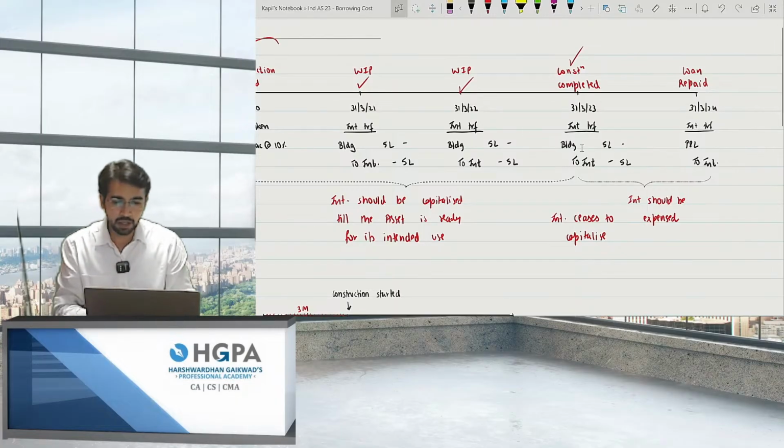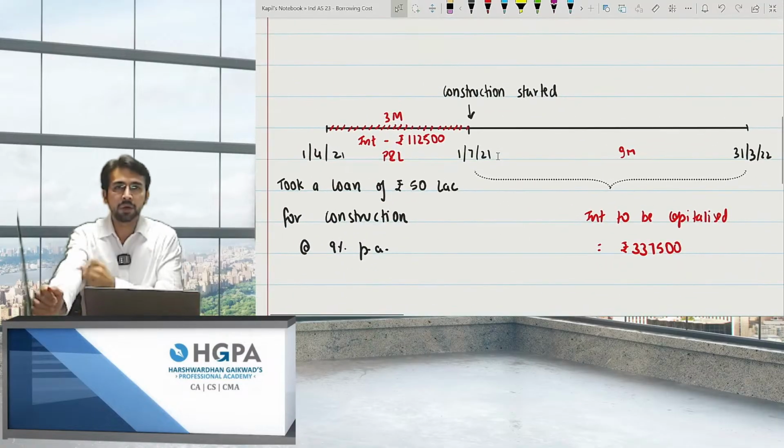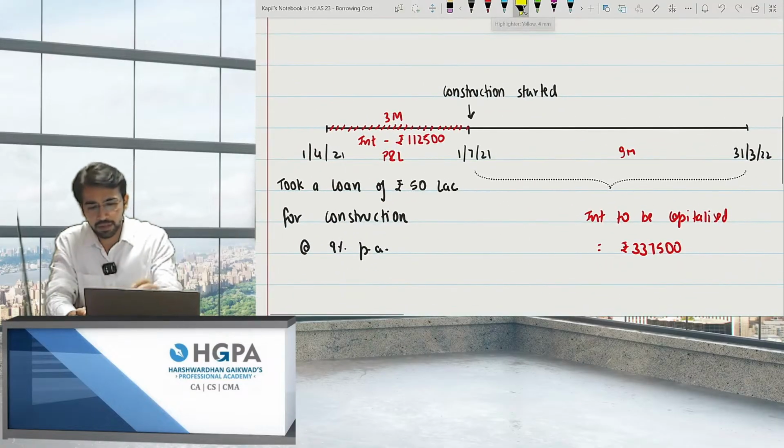Moving ahead. One more example, right? Okay, please pay attention. On 1/4/21, I took a loan of 50 lakh for construction at the rate 9%.